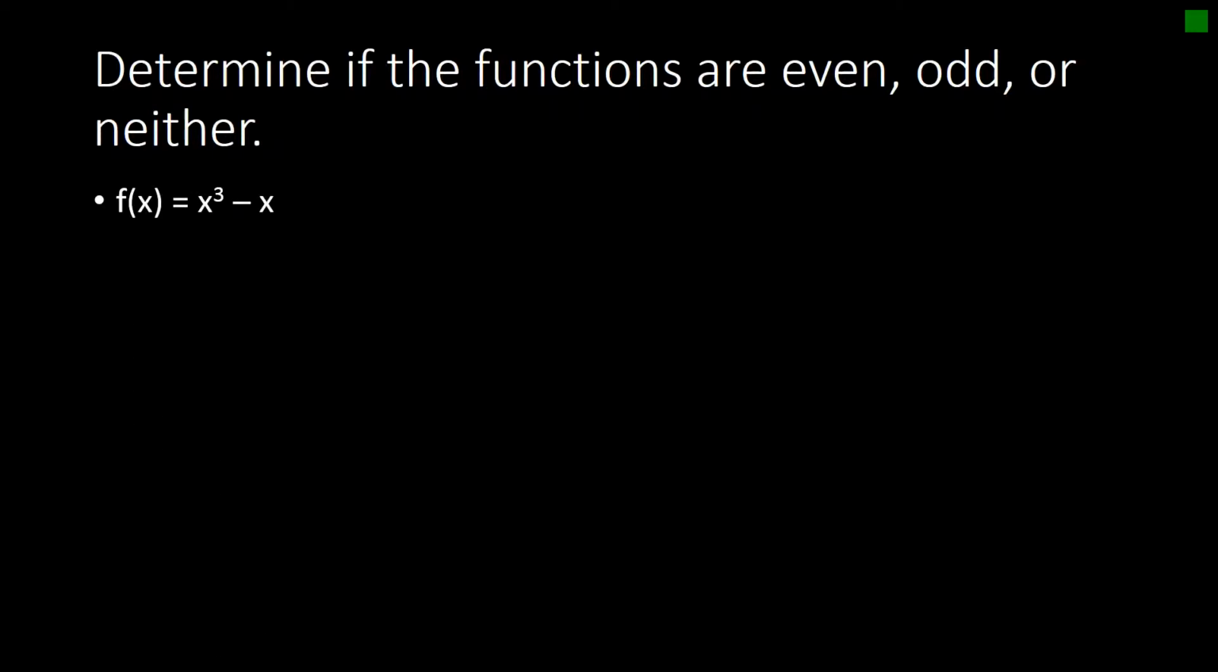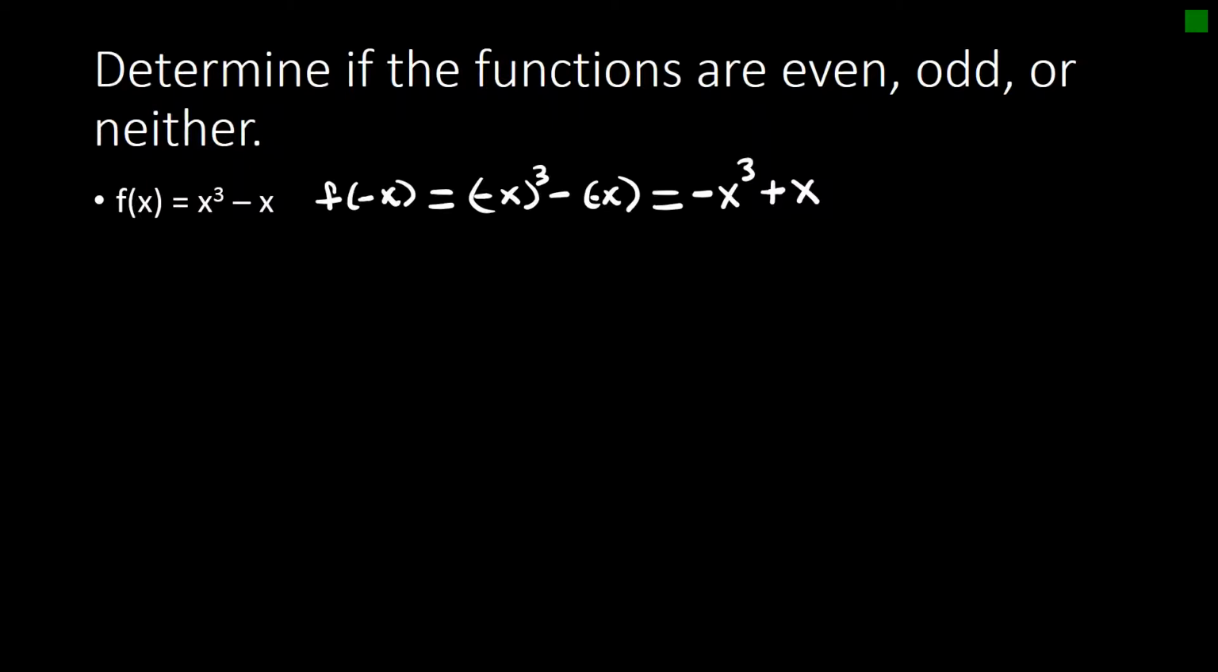So our first function is f of x equals x cubed minus x. So what we're going to do is replace x with negative x. So what we have is f of negative x. Wherever there's an x, let's put a negative x. So when we do negative x times negative x times negative x, that result is negative x cubed. And then when I have this double negative here, this becomes plus x.